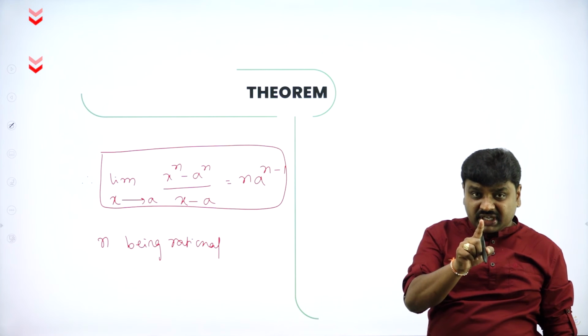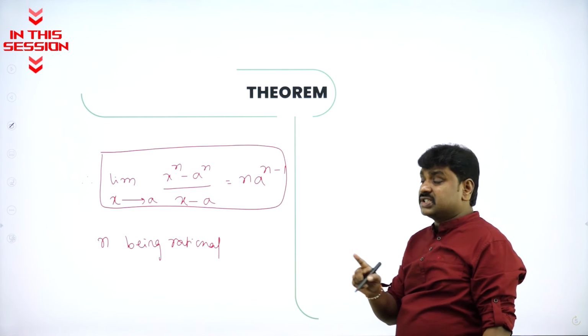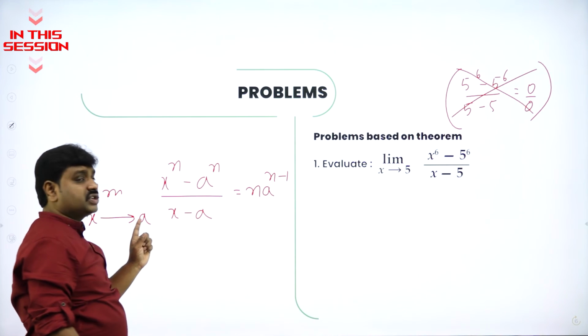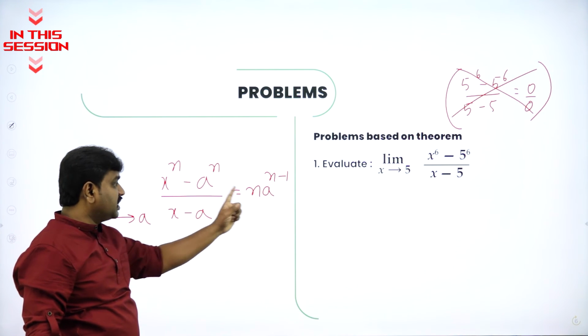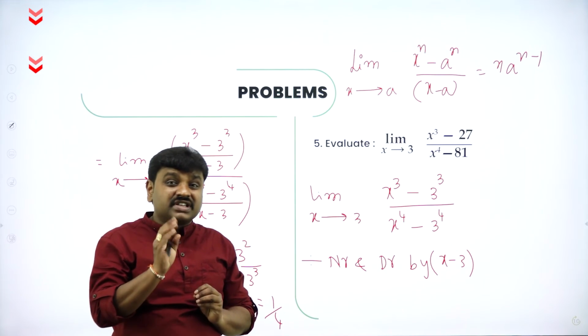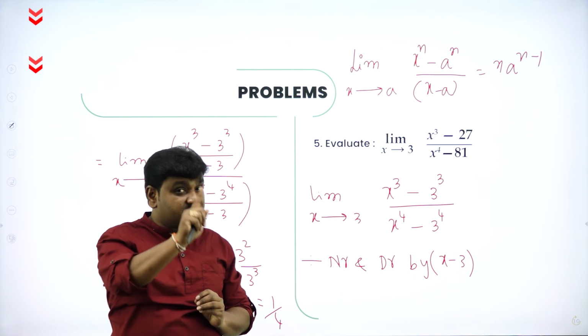Limit x tends to a, x power n minus a power n by x minus a is n into a power n minus 1. What is limit x tends to a, x power n minus a power n by x minus a? n into a power n minus 1. Please revise the theorem and become thorough. It is important for 6 mark questions.